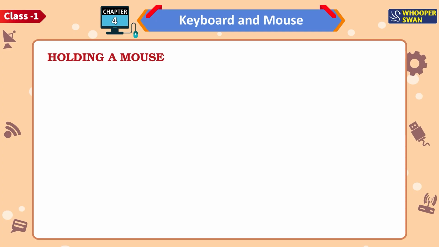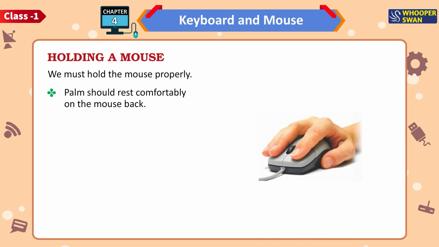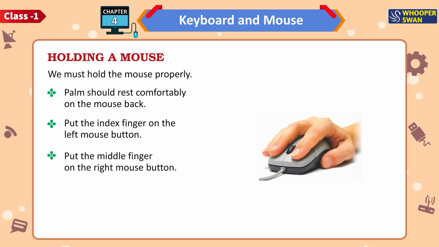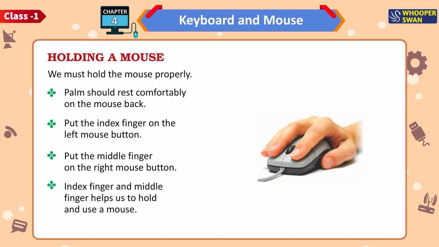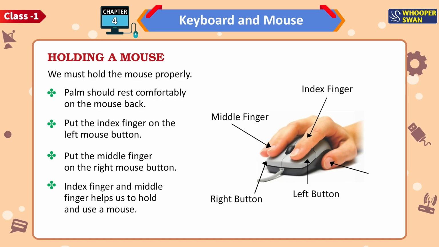Holding a mouse. We must hold the mouse properly. Palm should rest comfortably on the mouse back. Put the index finger on the left mouse button. Put the middle finger on the right mouse button. Index finger and middle finger help us to hold and use a mouse. Middle finger. Right button. Index finger. Left button. Thumb.